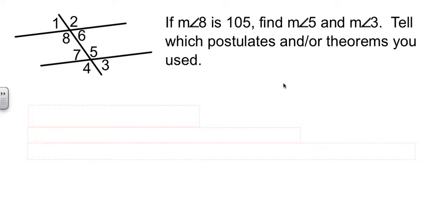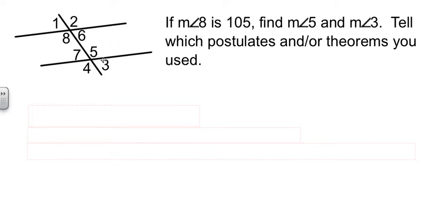So consider this beautiful picture. We have two parallel lines, and they tell us the value of angle 8. Angle 8 is 105 degrees. Our job is to figure out angles 5 and 3, and then tell which postulates or theorems we used. So we're not doing a full proof here, we're just kind of thinking about how a proof would work, telling how we got to our answer, but we're not having to do a formal full proof.